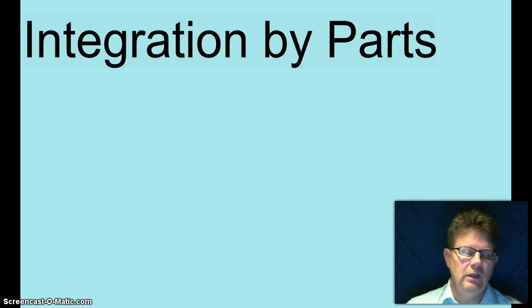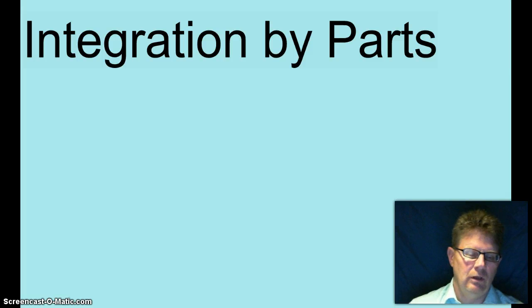Welcome to Indefinite Integrals Lesson 3, Integration by Parts. Integration by parts is the second technique that we'll study to try to find an integral. It does not guarantee an antiderivative.